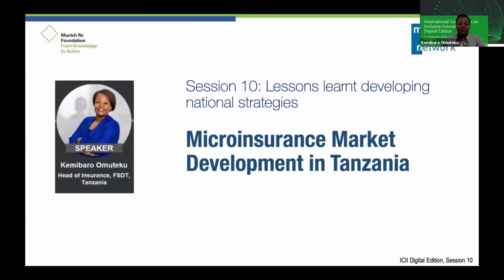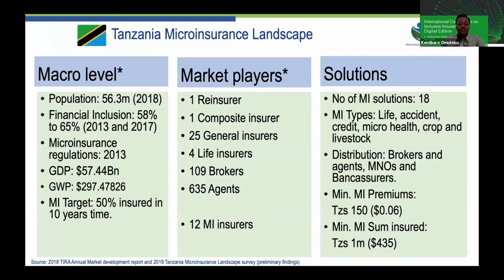So glad to speak about the landscape for Tanzania. I'm looking at this in 3 different sections: the macro level, the players, and the solutions. The macro level population is about 56.3 million, based on 2018 figures. Most of these are 2018 figures, but it's important to talk about the bigger picture. For us, we measure against financial inclusion, and there has been growth from 58% penetration in 2013 all the way to 65% in 2017.